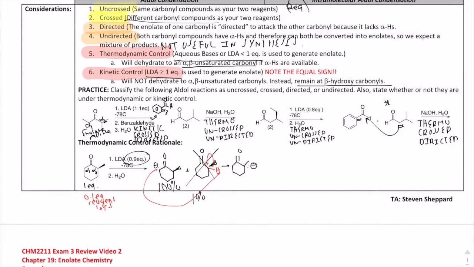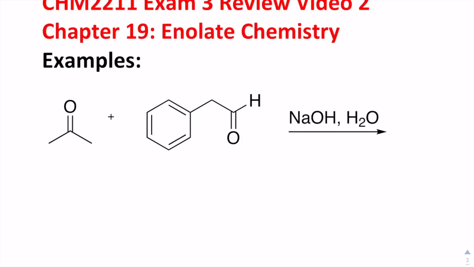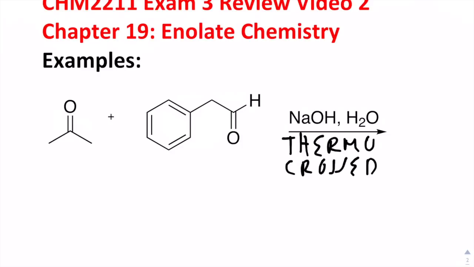All right, so let's just do a couple examples of aldol. So again, the first thing we want to do with these reactions is to classify. The first thing I see is sodium hydroxide, so I'm thinking that's thermodynamic conditions. And then the next thing I want to say is, is it crossed or is it not crossed? Well, this is definitely a crossed aldol reaction because there is more than one product. And the next thing I want to ask myself is, is it directed or undirected?